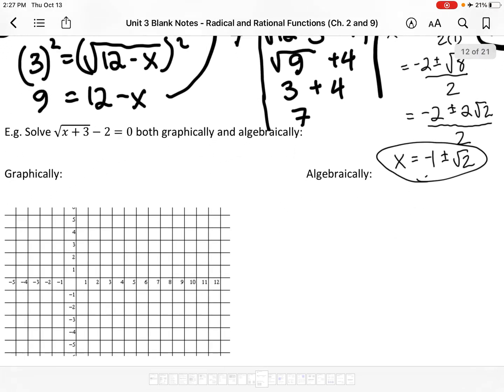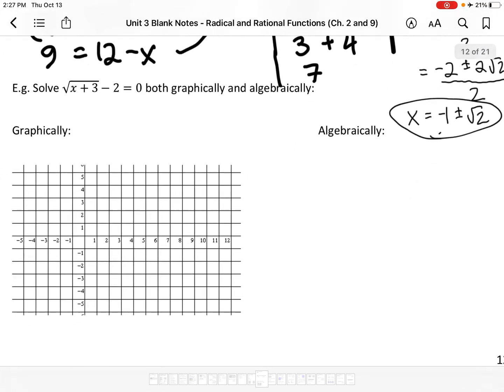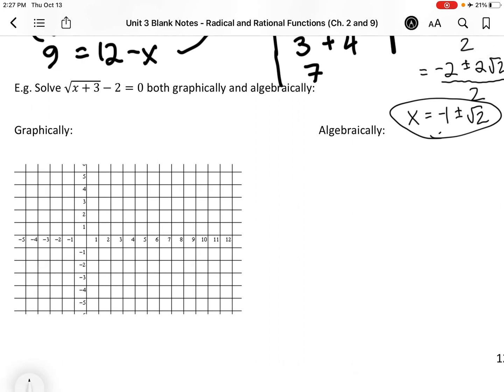So we are going to try another one where we're going to solve this both graphically and algebraically. And this particular equation, square root of x plus 3 minus 2 equals 0, I could ask you to solve graphically by hand without the use of technology. And what we're going to have to do here is use our knowledge of transformations to be able to graph this thing.